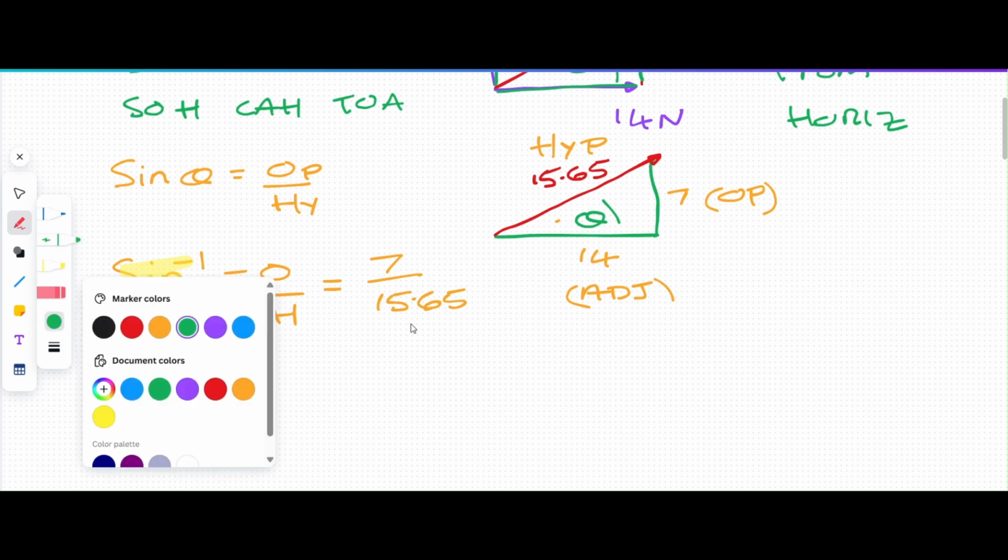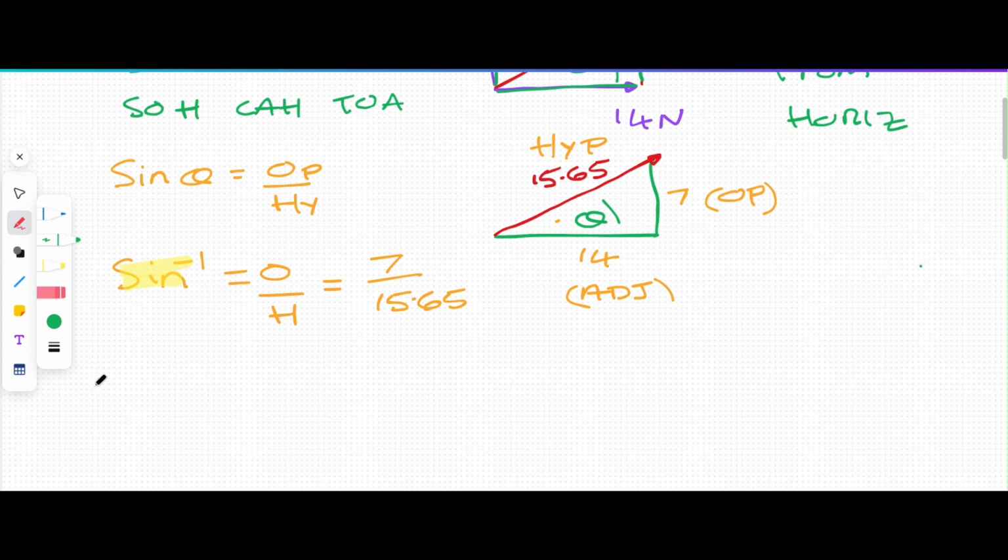So in your calculator, inverse sine, and probably your calculator might give you a bracket like that. So do 7 divided by 15.65. That'll give you the angle. You get something like 26.6 degrees.